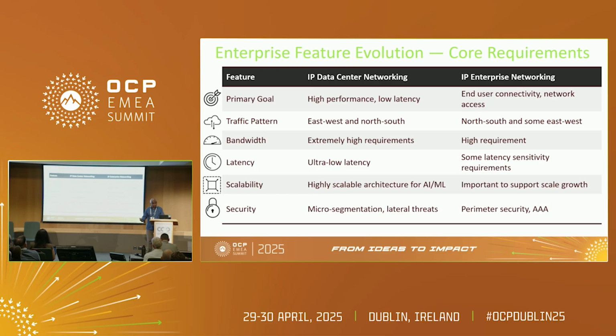Scalability, both are important, but as we're seeing with AI, ML designs that are coming out, there are way different scale numbers in the data center versus the enterprise. And similarly, security. Security is important everywhere. In the enterprise, typically, it's the user access piece of it, whereas in the data center, you're talking about threats east-west and the ability to do zones and microsegmentation around server workloads.